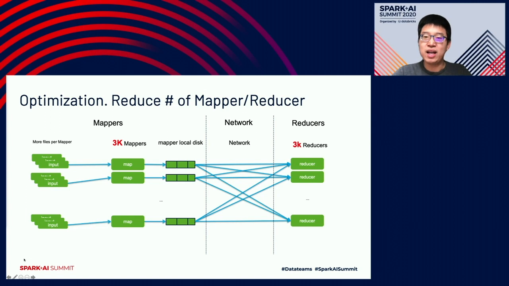We had done a lot to optimize our jobs. One of the most helpful optimizations we did was to tune the number of mappers and reducers in order to combine small data operations into big ones. Here is an example: we reduced the number of both mappers and reducers from 9K to 3K.